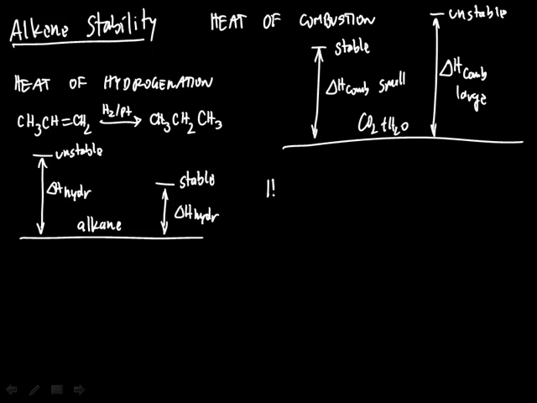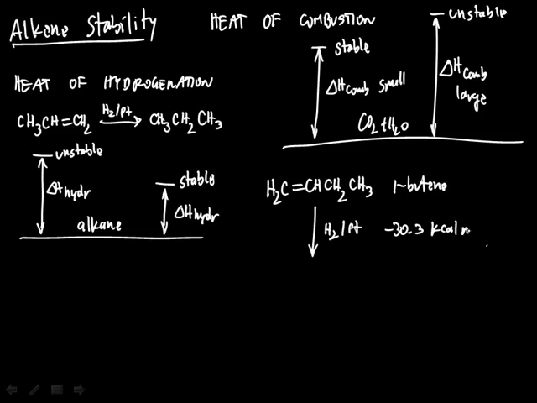If we look how this actually works in practice, we can look at an example of 1-butene. And if this compound is hydrogenated, it will release minus 30.3 kilocalories per mole to get us to the normal butane.